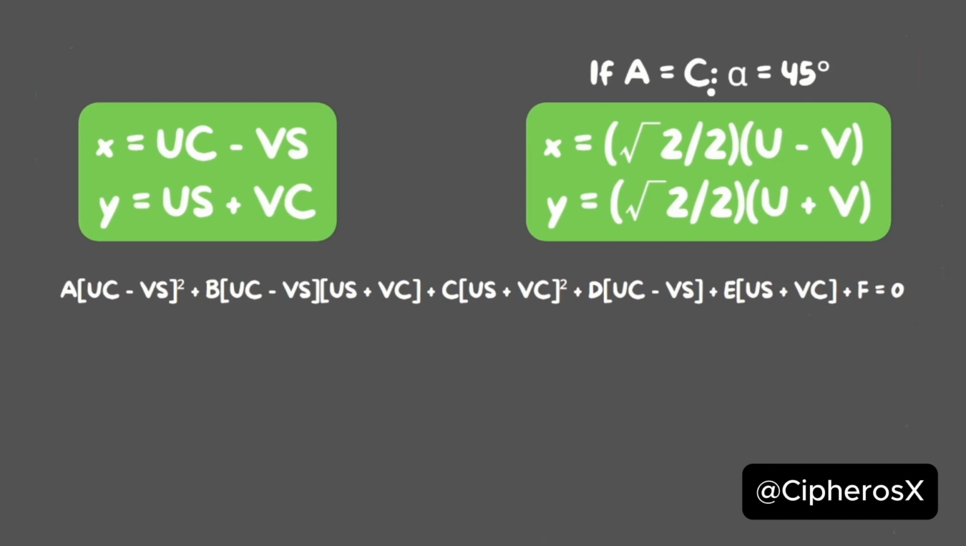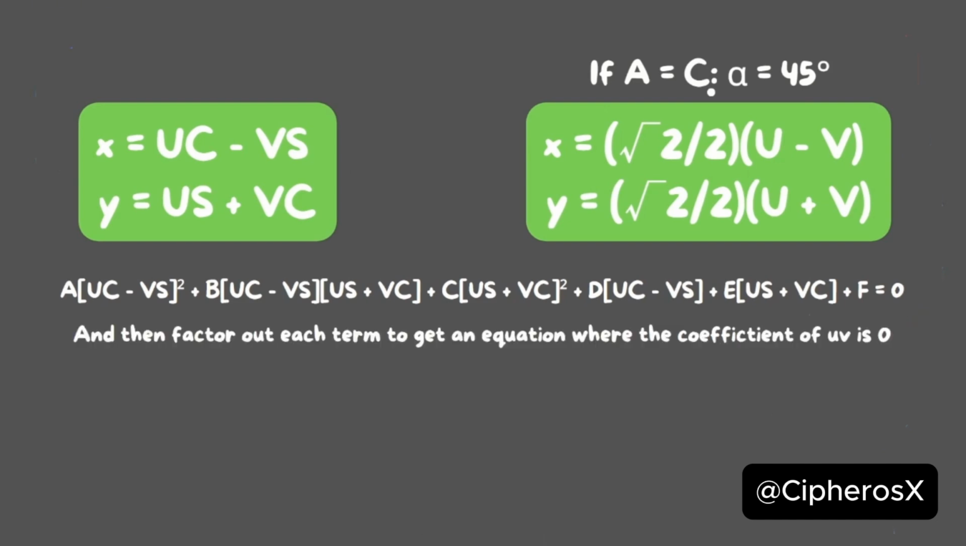Rather than working with the actual values, like the square root of 3 over 2 and those things, it's better to work with this. Then factor out each term to get an equation where the coefficient of UV is 0. If it is not 0, there was something wrong, and we just have to fix that. And we're going to get something like this. The order doesn't matter, this is addition.